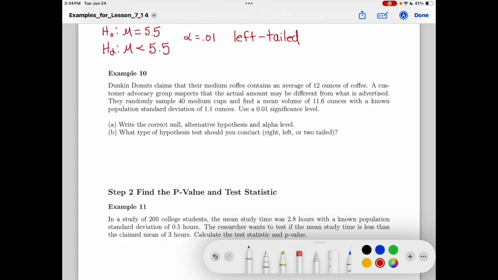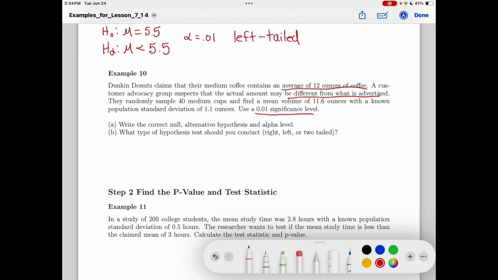Example 10. Dunkin' Donuts claims that their medium coffee contains an average of 12 ounces of coffee. A customer advocacy group suspects that the actual amount may be different from what is advertised. They randomly sample 40 medium cups and find a mean volume of 11.6 ounces with a known population standard deviation of 1.1 ounces. We're going to use a 0.01 level of significance.